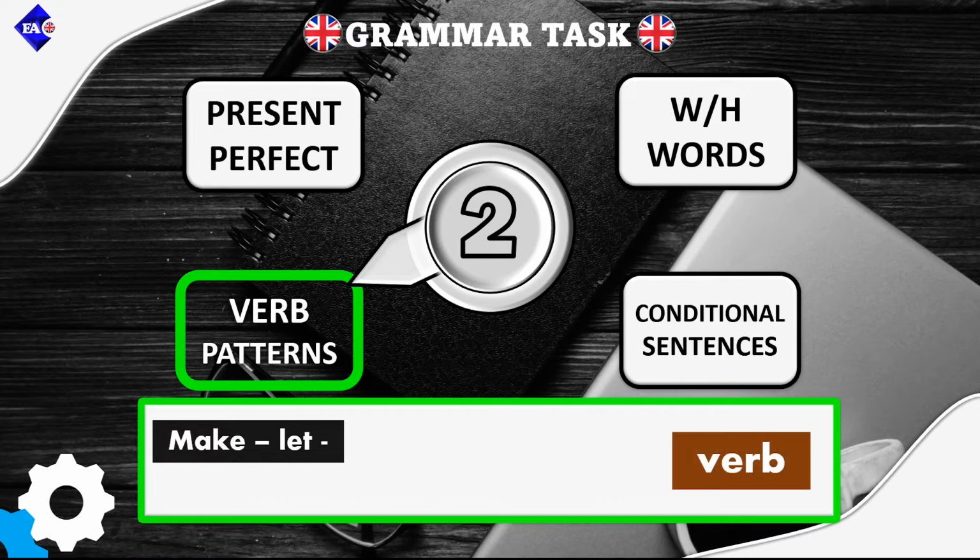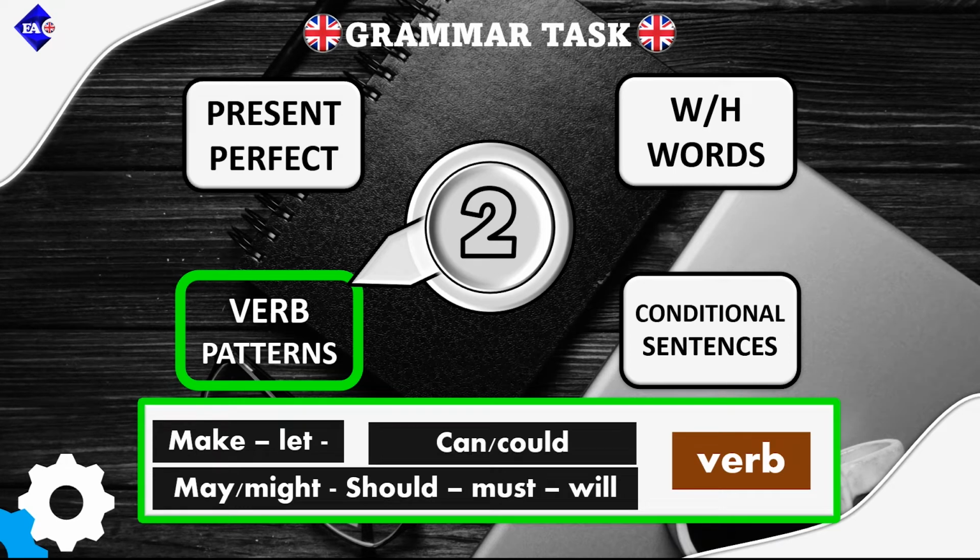For example, we say let me go and not let me to go. Make him do and not make him to do. In the same way, verbs that come right after the modals can, could, may, might, should, must, and will must be without to, like in I can speak Spanish and you must stop smoking.